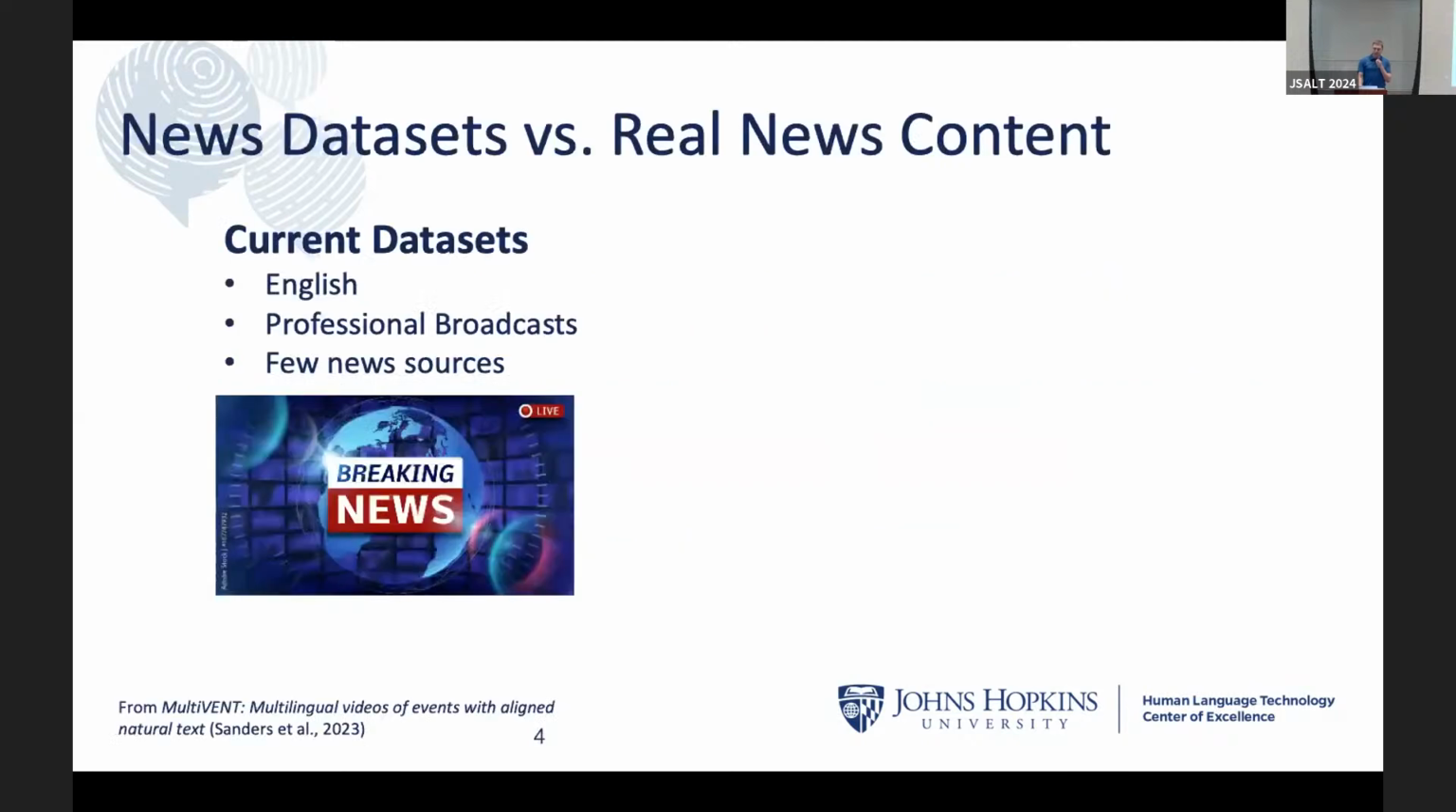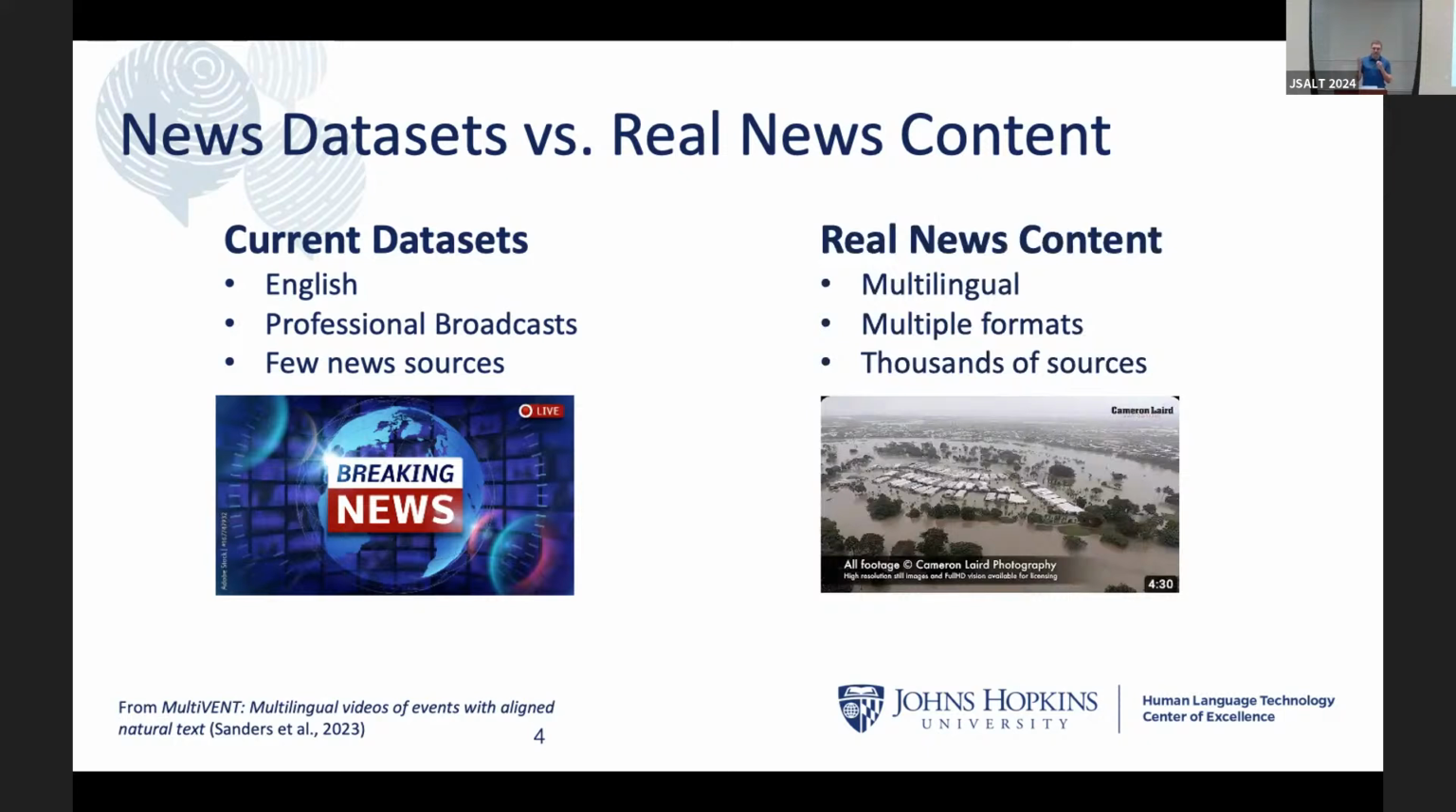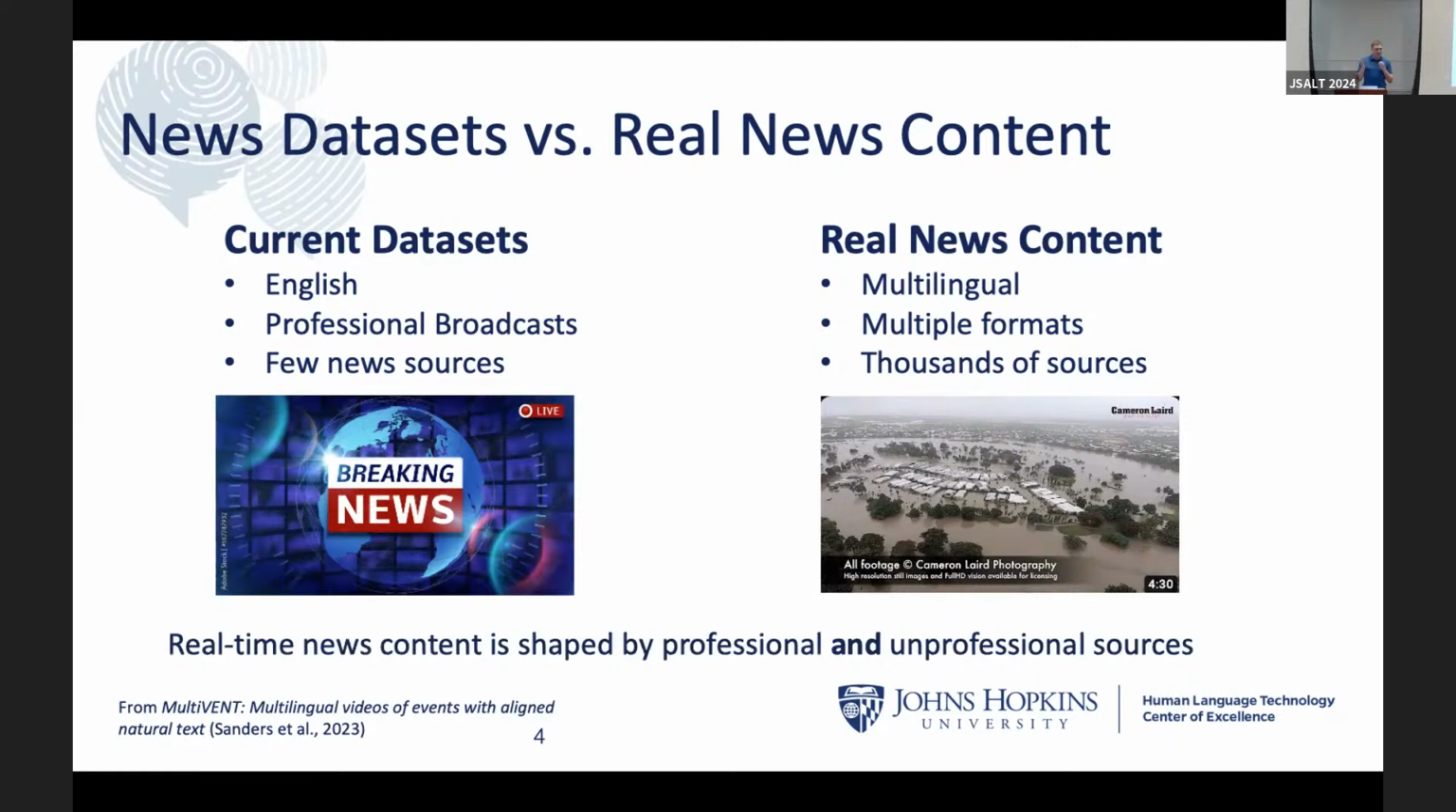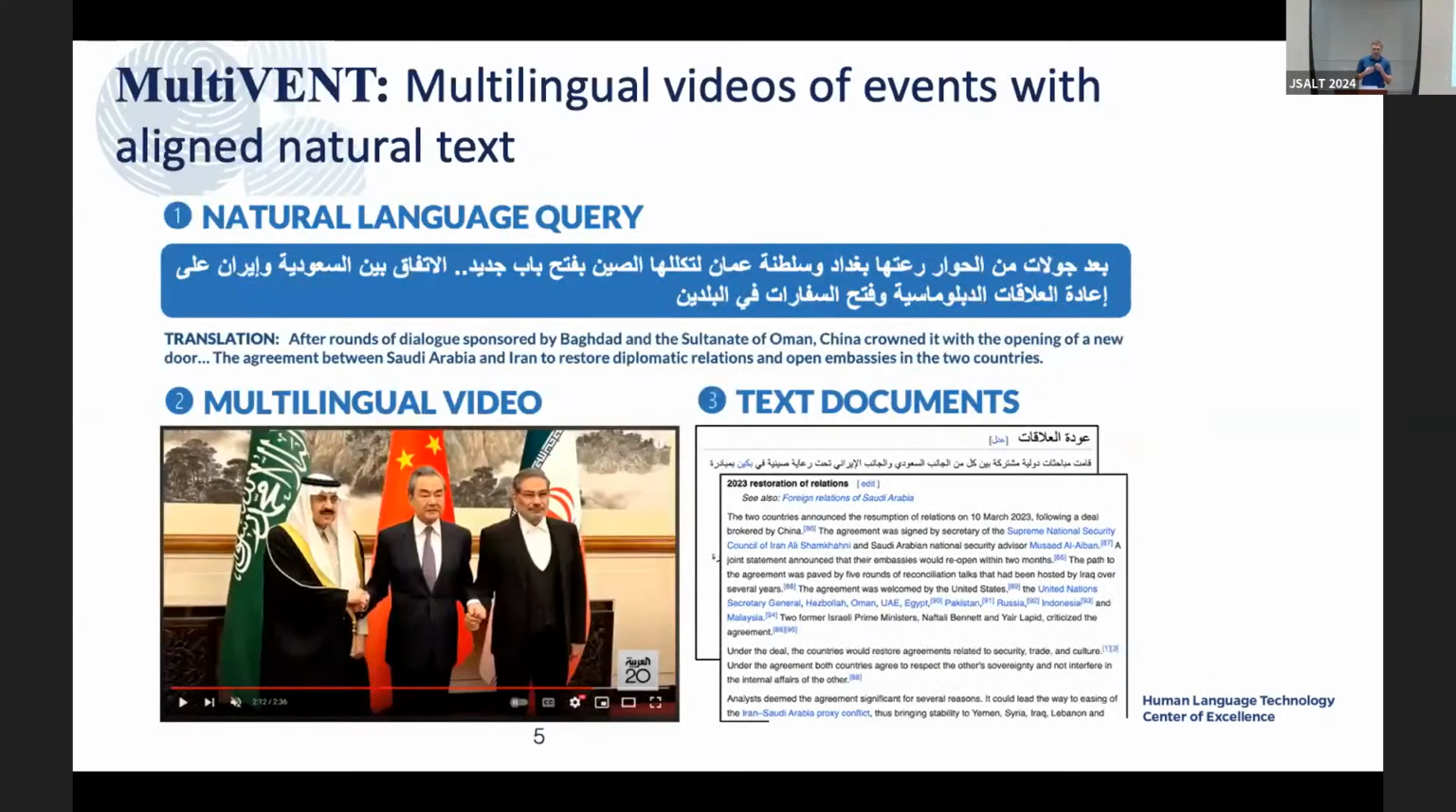So the motivation for this task: a lot of current data sets on video retrieval are primarily in English, using professional news broadcasts, and by default that means there are very few news sources. But in practice, especially now, real news content is in multiple languages. It's in all different formats. It's coming from thousands of different sources, usually primary sources of people just taking videos with their phone and posting it to social media. So real-time news content is shaped by both professional sources as well as unprofessional sources. So we would really like to be able to do well at retrieving both types of data. So this is the primary data that we'll be working with.